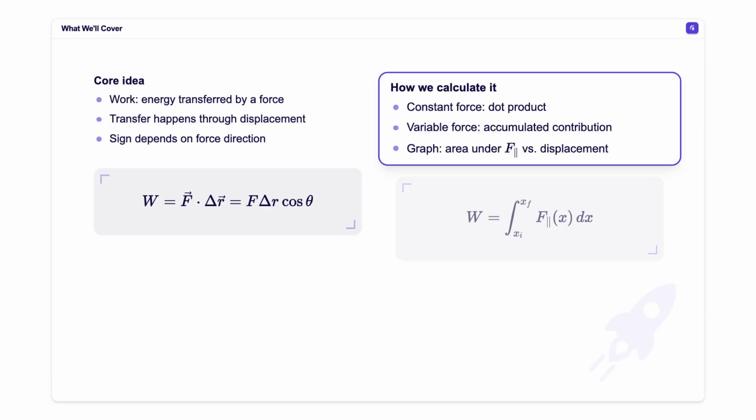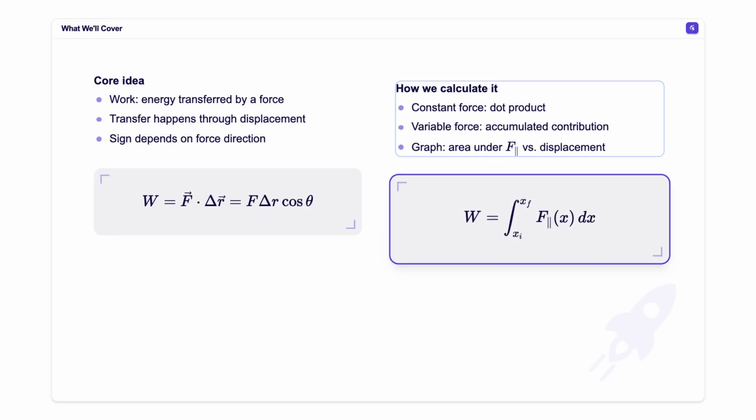For a constant force, the dot product is enough. For a variable force, we add up many tiny contributions, and on a graph of parallel force versus displacement, that total work is the area under the curve. This integral says work equals the accumulated parallel component of force over the displacement interval. In words, we are summing force along the direction of motion from the initial position to the final position.